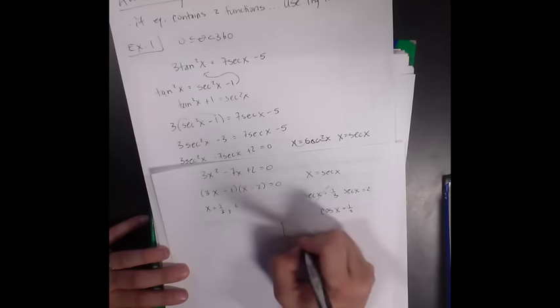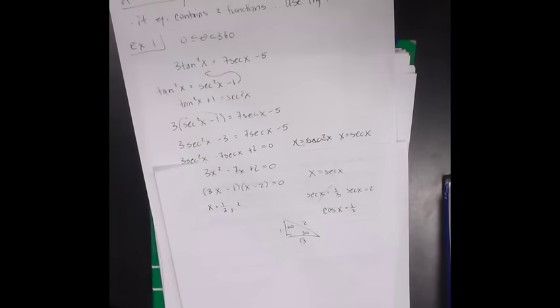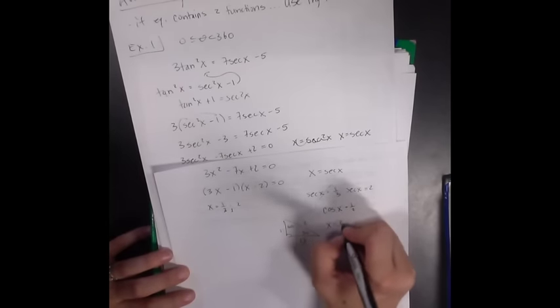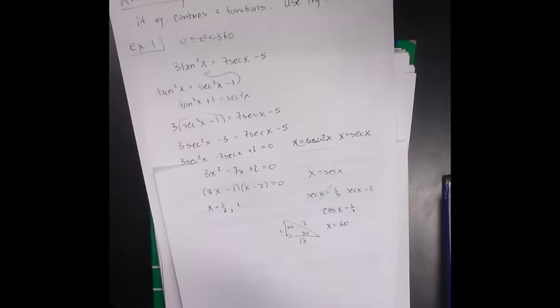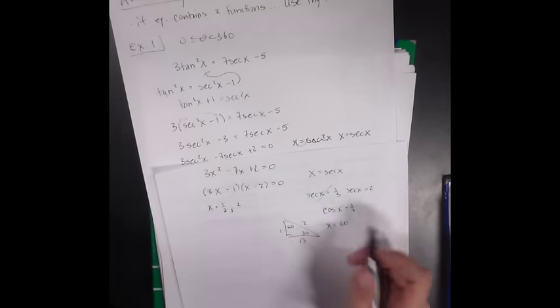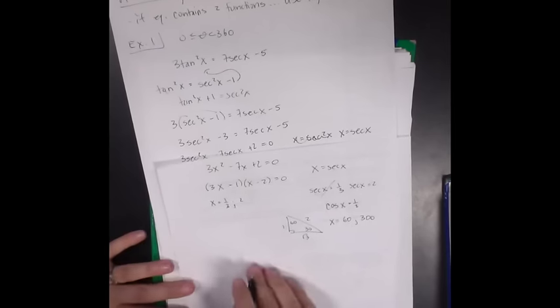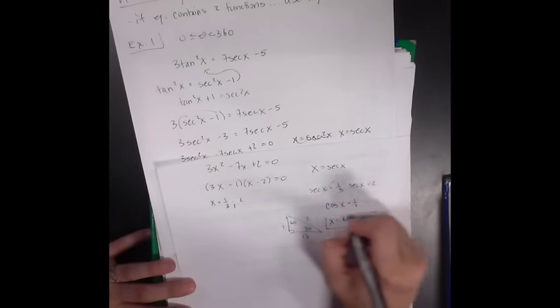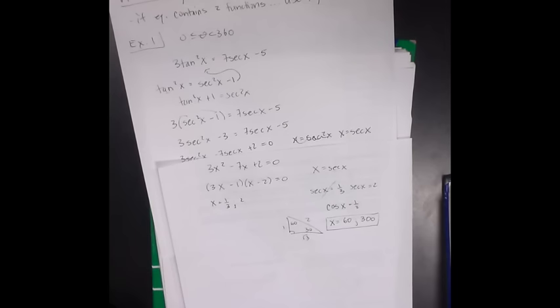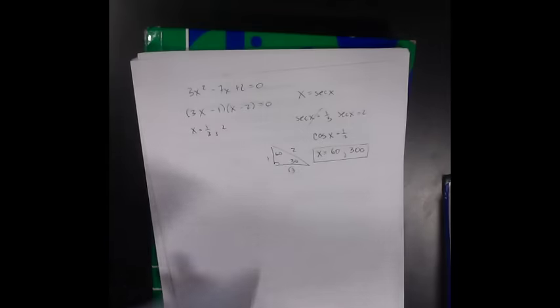And we know that cosine is 1/2. That's from our 30, 60, 90 triangle. We know that when x is 60, the cosine of 60 is 1/2. And we also know that cosine of 300 is 1/2 because cosine is positive in the first and fourth quadrants. All right, let's do another example.